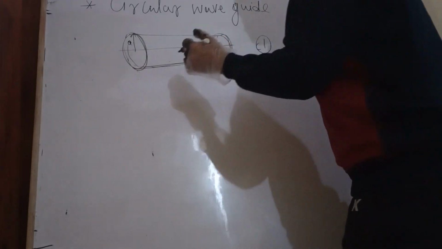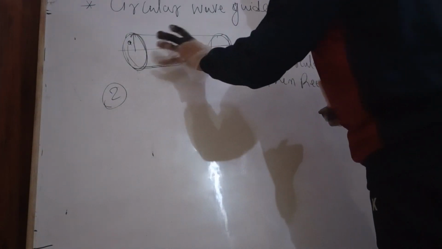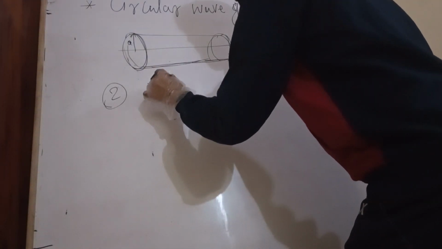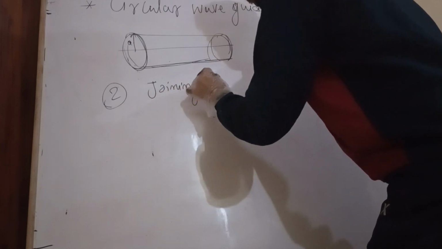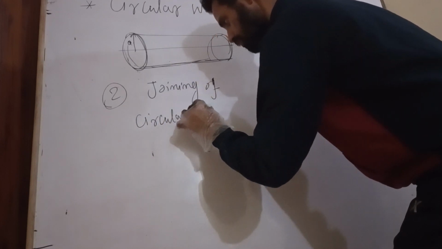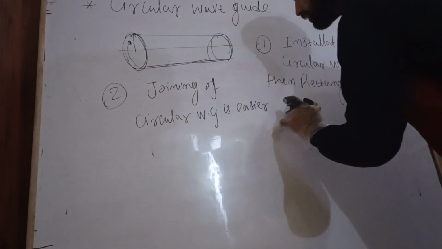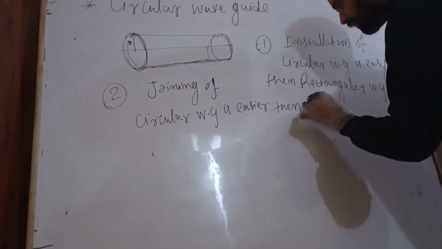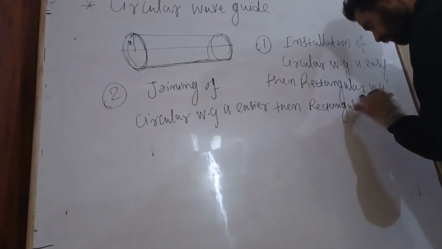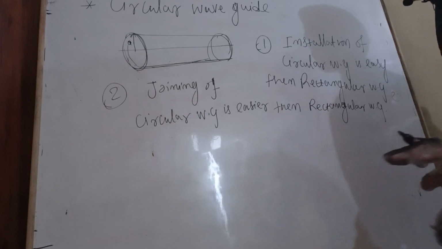The second advantage is that joining of circular waveguide is again easier than rectangular waveguide. Joining of circular waveguide is easier than rectangular waveguide.